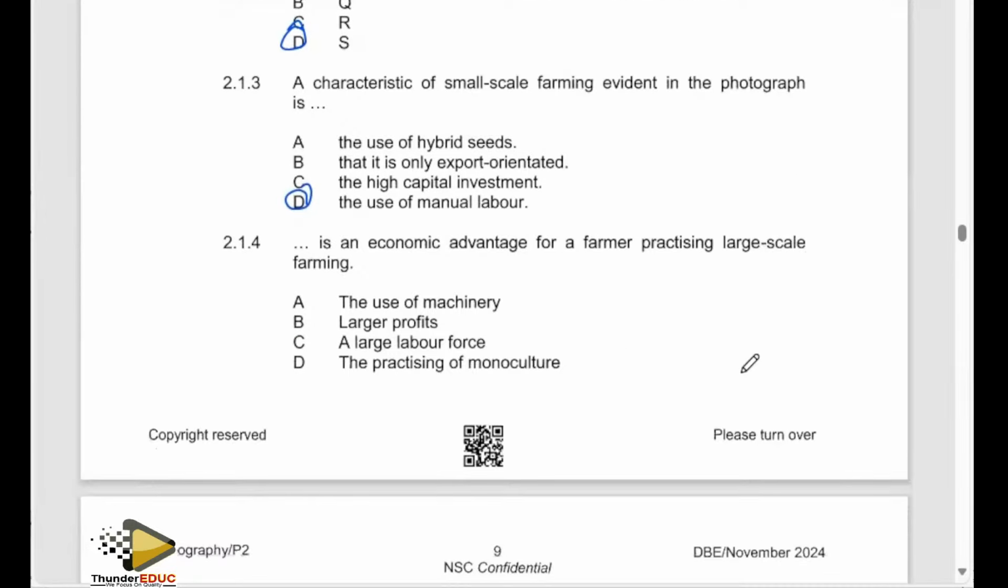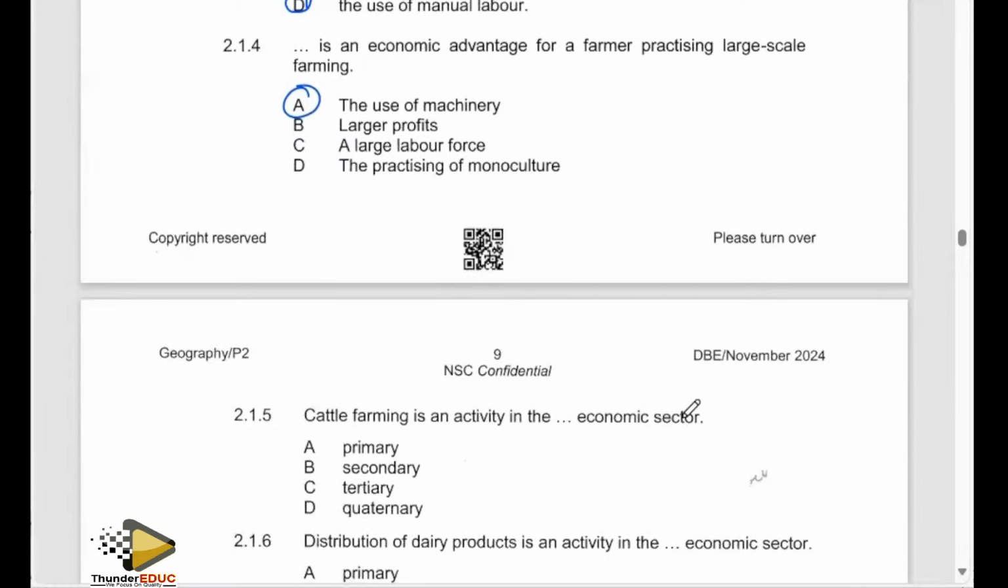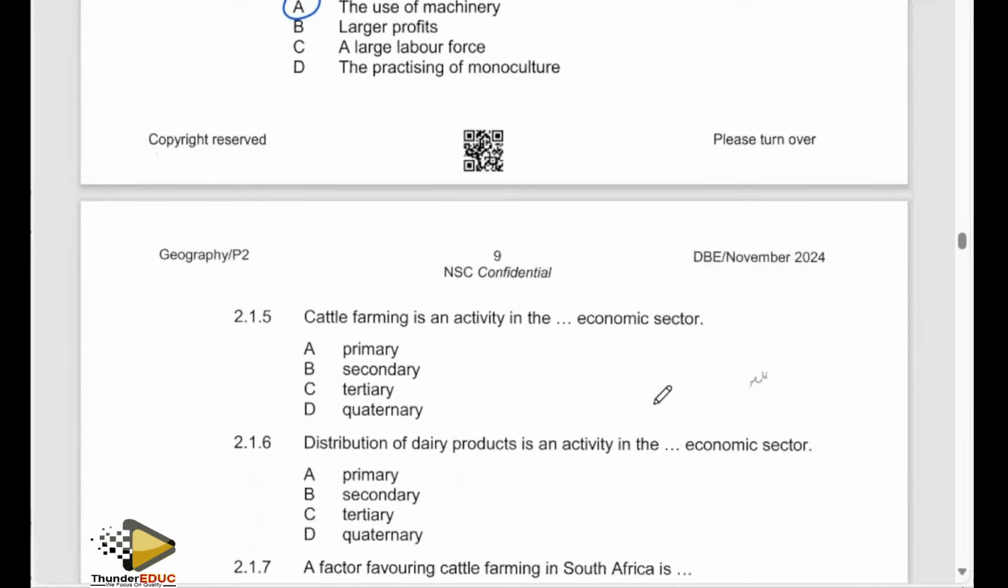Right, question number 2.1.4. Dash is an economic advantage for a farmer practicing large-scale farming. What is the advantage of a large-scale farmer? Right, the correct response there is the usage of machinery, like what we have seen. Large-scale commercial farmers have the advantage of using mechanized farm equipment to do large-scale production. Right, 2.1.5, cattle farming is an activity in the dash economic sector. When someone is doing cattle farming, definitely that is a primary activity.